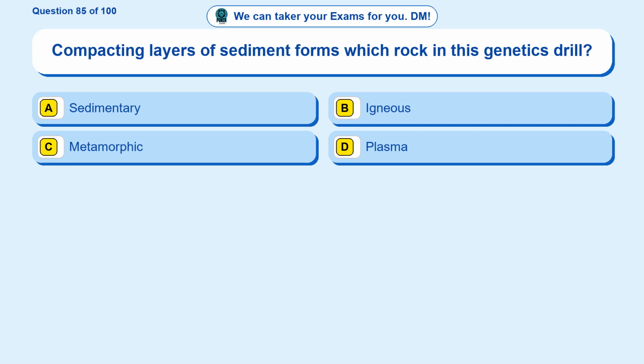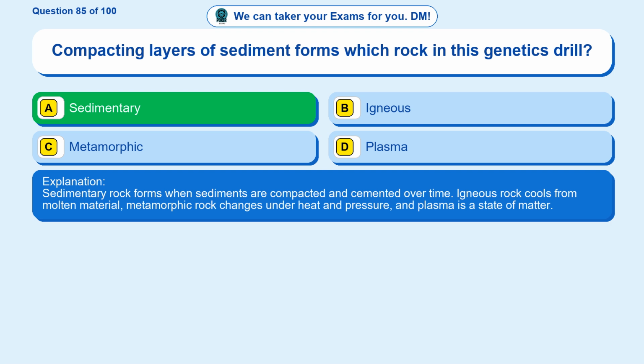Question 85. Compacting layers of sediment forms which rock in this genetics drill? Option A, sedimentary. Option B, igneous. Option C, metamorphic. Option D, plasma. The correct answer is option A, sedimentary. Sedimentary rock forms when sediments are compacted and cemented over time. Igneous rock cools from molten material, metamorphic rock changes under heat and pressure, and plasma is a state of matter.